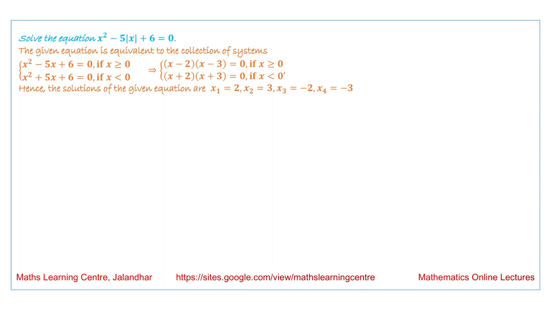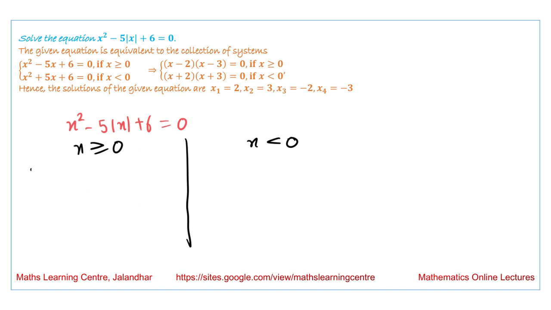Next is solve the equation x square minus 5 mod x plus 6 is equal to 0. So we have two cases over here. First is when x is greater than or equal to 0, and second when x is less than 0. In the first case, the equation becomes x square minus 5x plus 6 is equal to 0. In the second case, we will have x square plus 5x plus 6 is equal to 0.